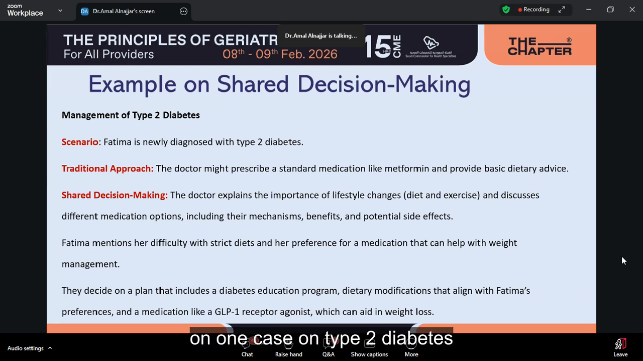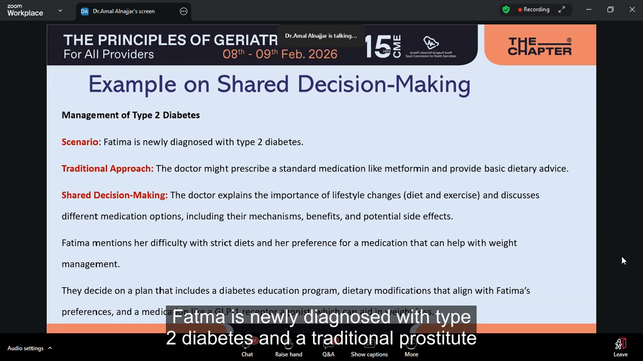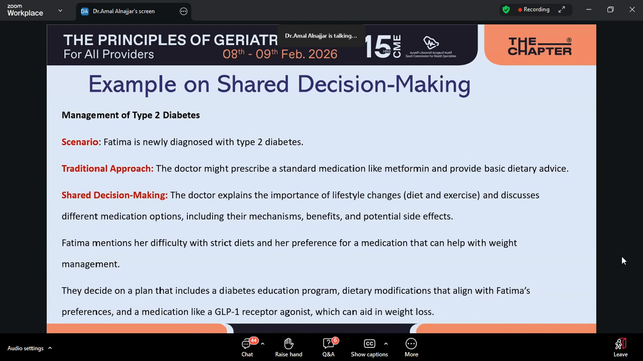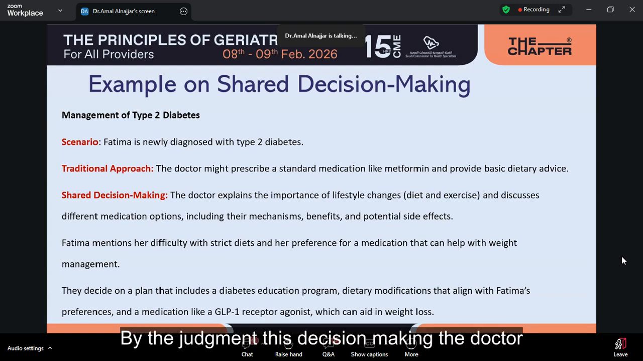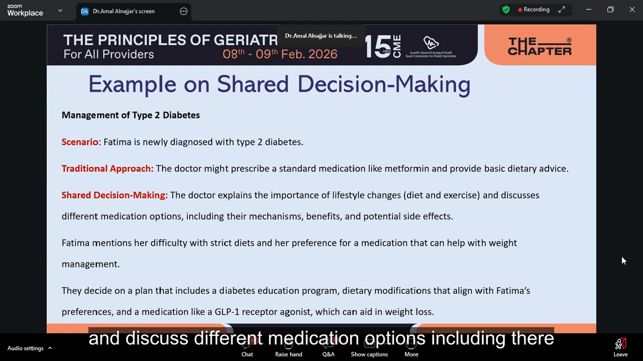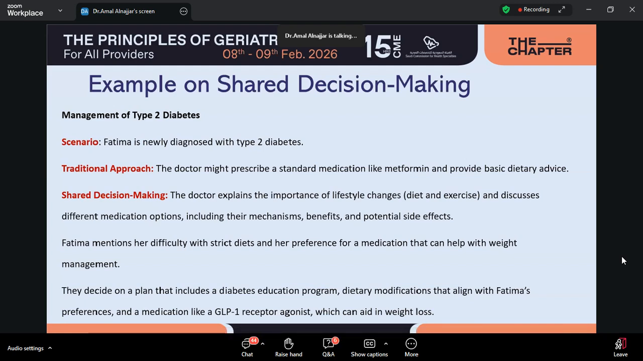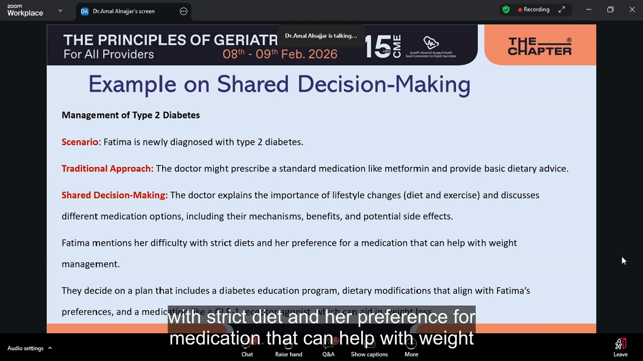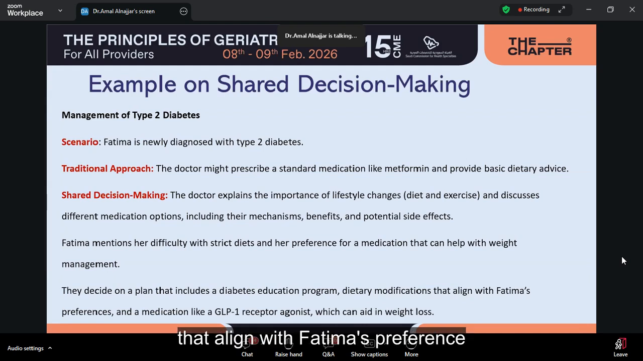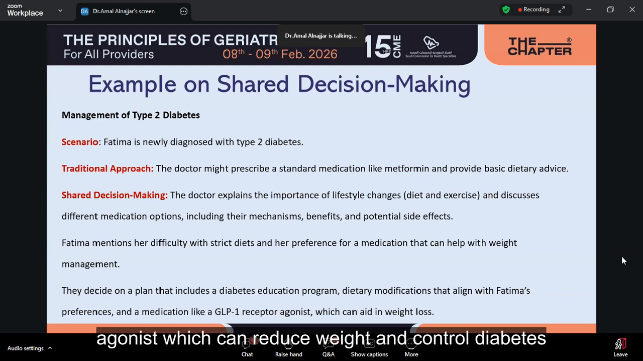Also, one case on type 2 diabetes: Fatima is newly diagnosed with type 2 diabetes. In the traditional approach, the doctor might prescribe standard medication like metformin and provide basic dietary advice. In shared decision making, the doctor explains the importance of lifestyle change like diet and exercise, and discusses different medication options, including their difficulty with strict diet and her preference for medication that can help with weight management. They decide on a plan that includes a diabetes education program, dietary modification that aligns with Fatima's preference, and medication like a GLP-1 receptor agonist, which can reduce weight and control diabetes.